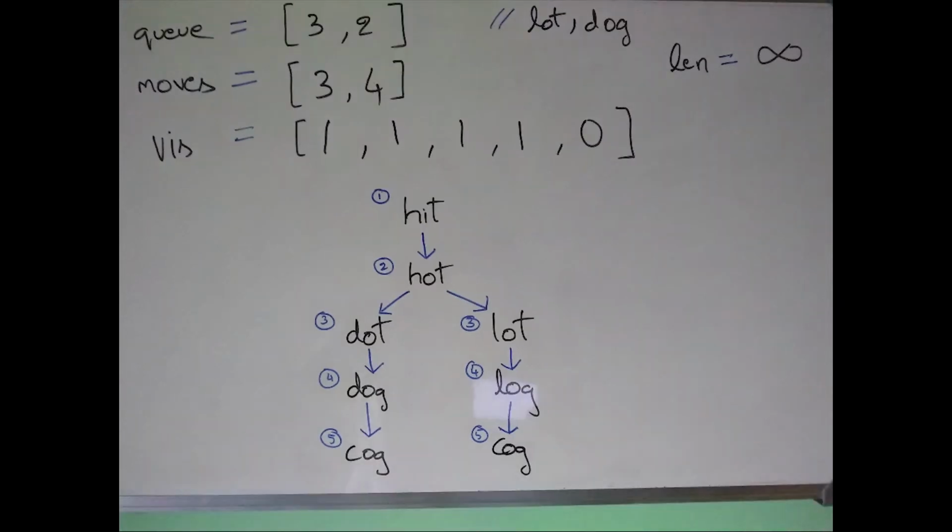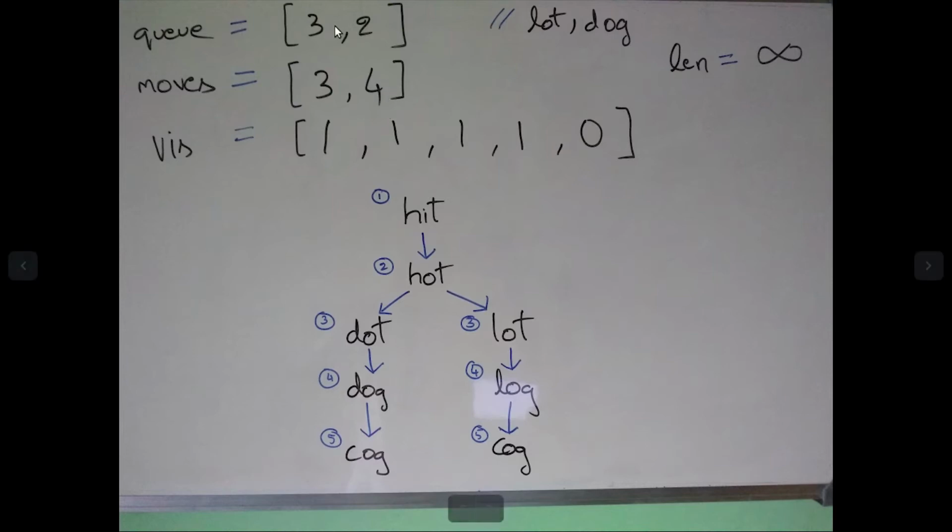Then we go ahead, we find the adjacent element to dot and the adjacent element to lot, we insert them into queues, we update the moves value by checking the value that's the length of the transformational sequence that is required here. So basically here what we did was for dot we inserted dog, and we found that the length of the transformational sequence from hit to dog is 4, so we add the value 4.